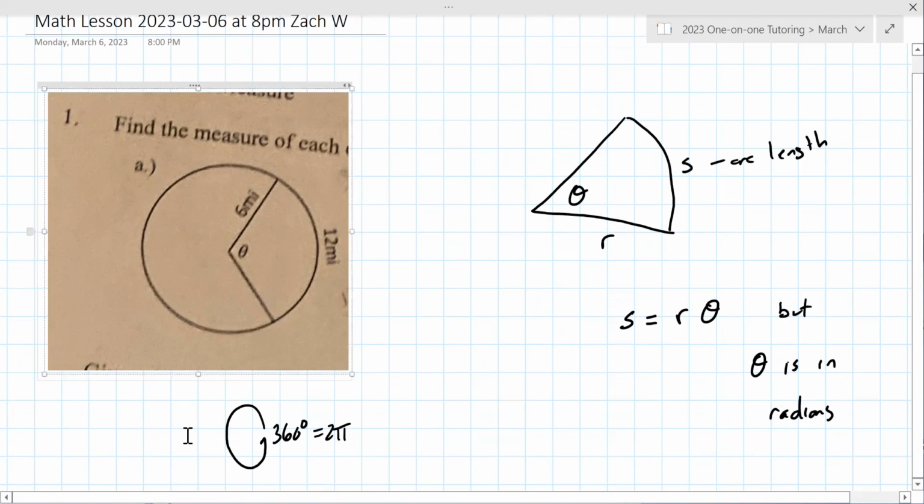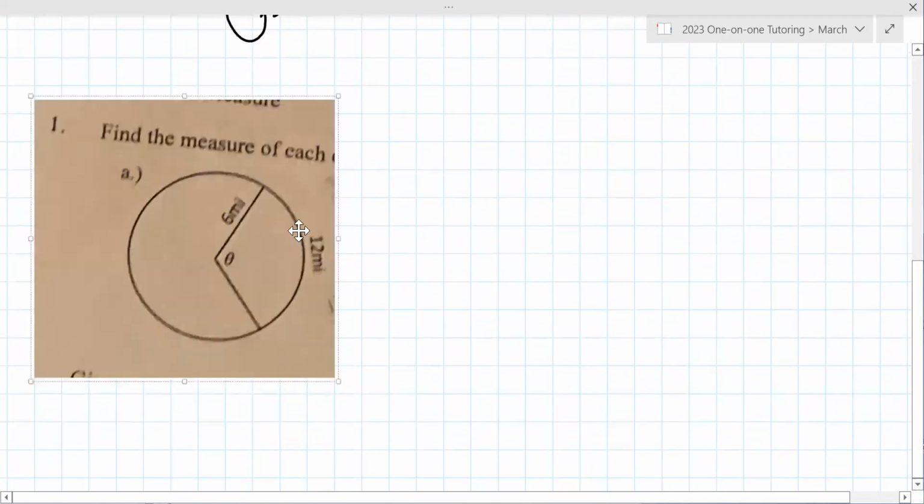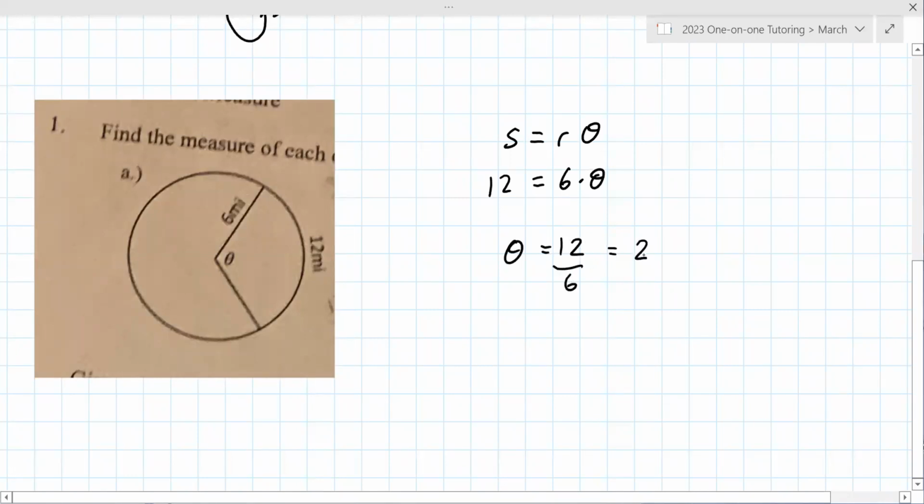So let me reframe it here. You're going to start with S equals R theta. So 12 is S, radius is 6, theta is unknown. So theta equals 12 divided by 6, which is 2. And that answer is 2 radians.